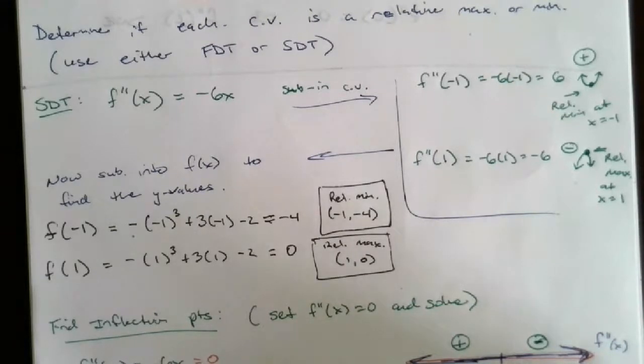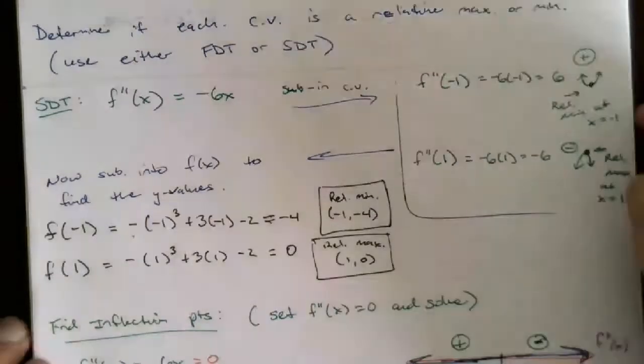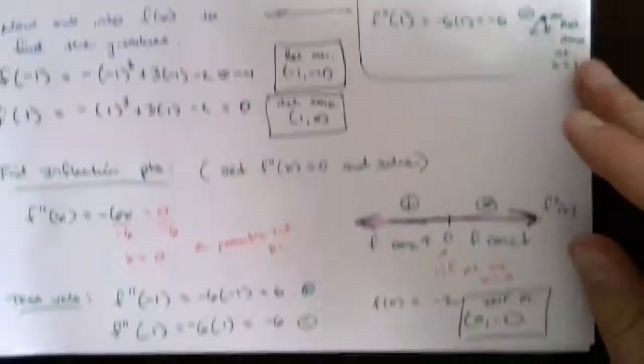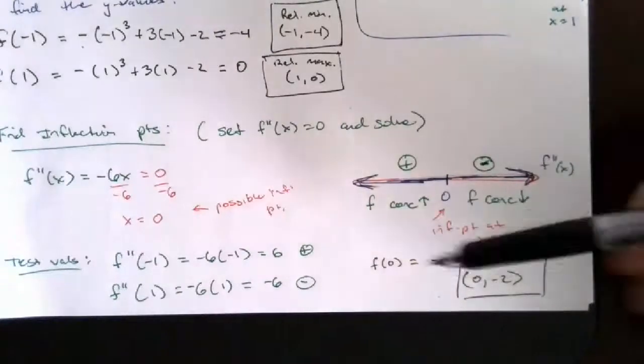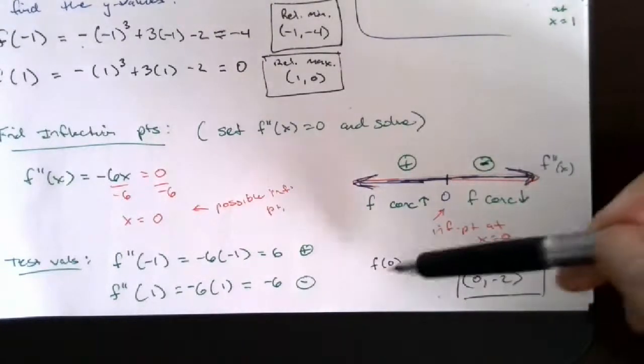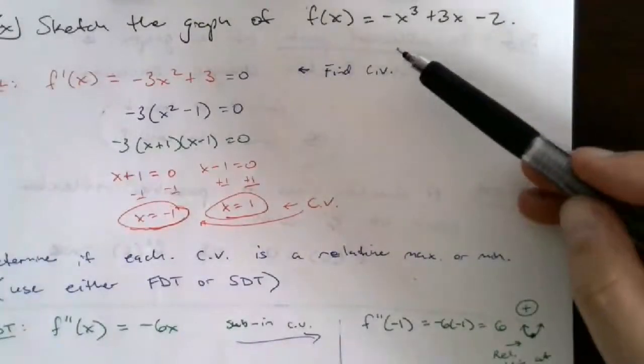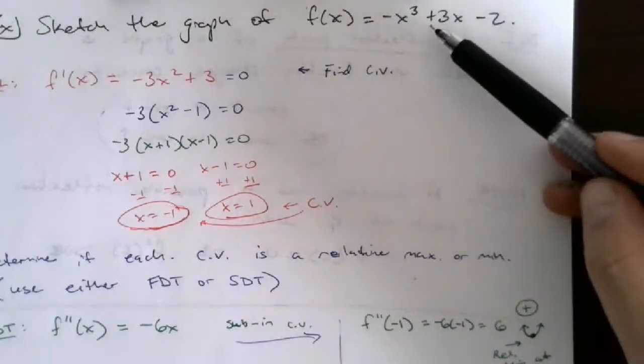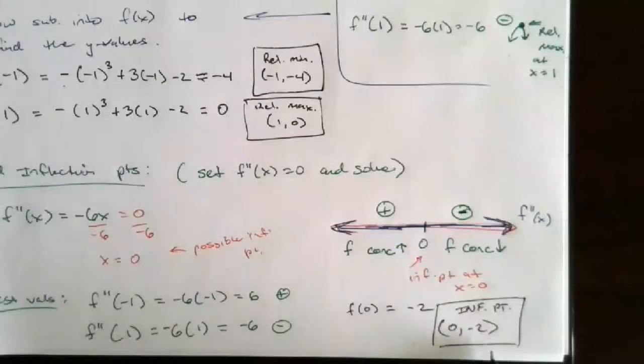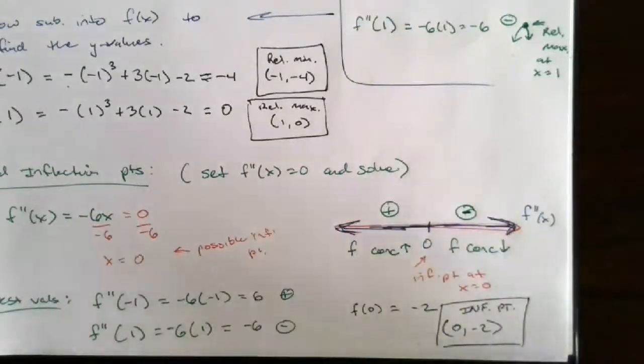Remember what the inflection point is? It's the point where the concavity changes. So once you've done that, and you found all of these different pieces, we're ready to sketch the graph. So f of 0, just in case this got cut off, f of 0 equals negative 2 because you were substituting into our original function here. 0 plus 0 minus 2 is just going to give me negative 2 for the y value for the inflection point. So we're going to sketch the graph using the points we have.